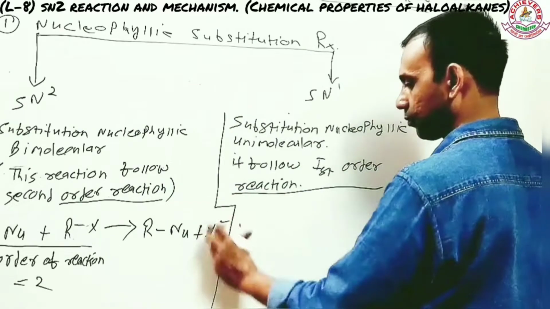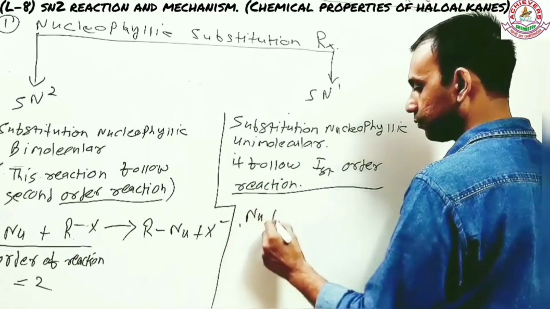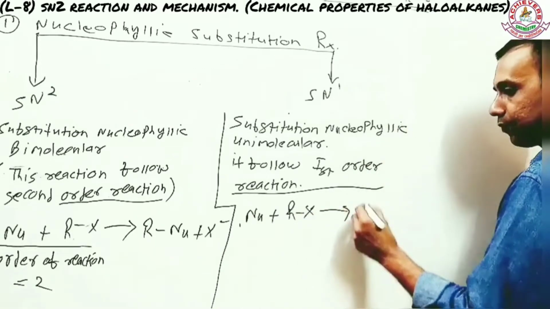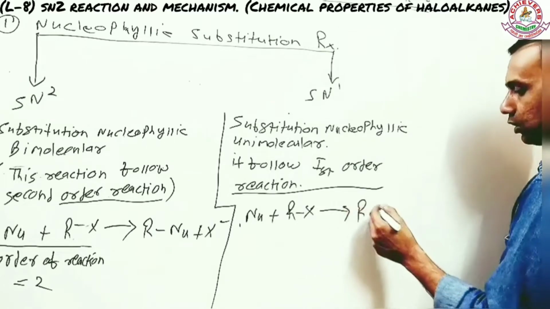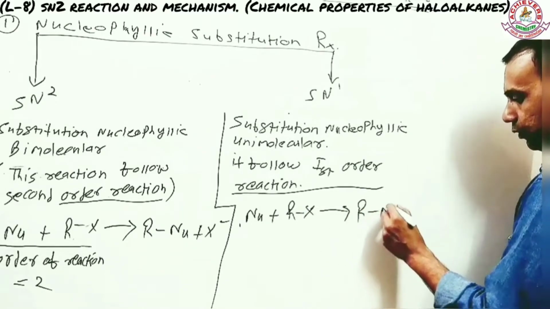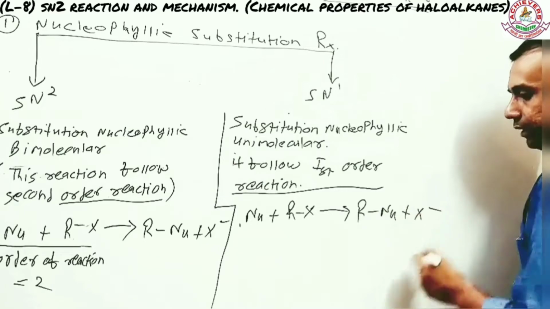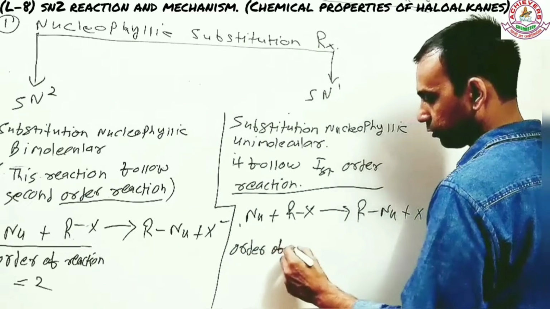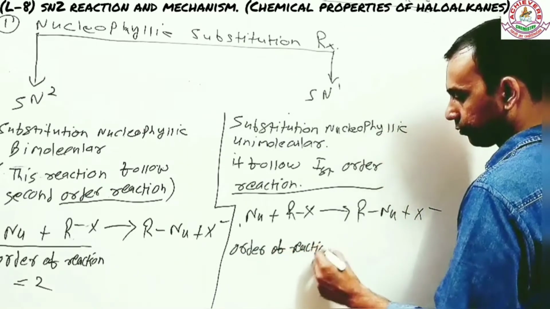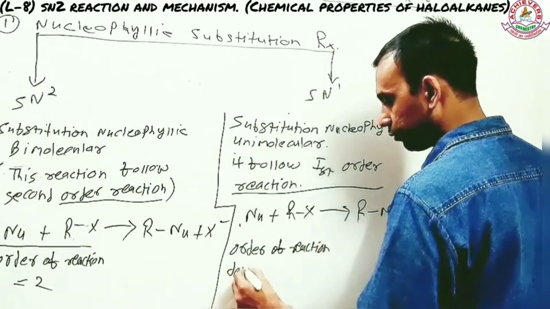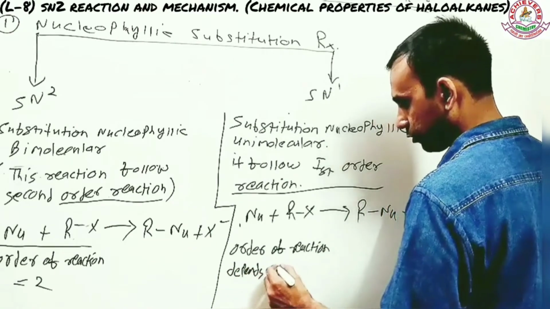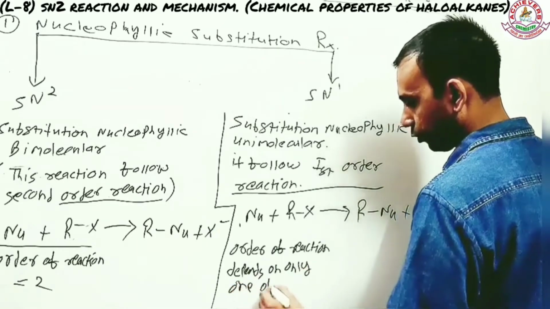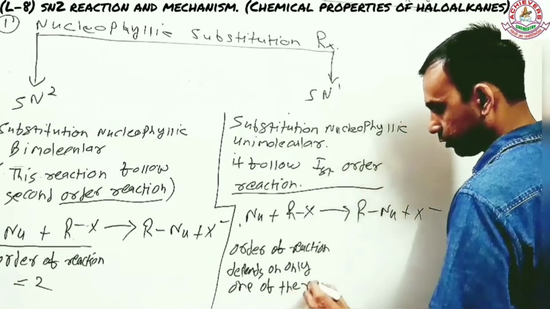Let's talk here. There, the nucleophile, when it reacts with haloalkane, again forms a similar product, but I'll tell you some other thing also, in the detail section. So it forms the product with the nucleophile and similarly the halogen is replaced. But in this case, the order of reaction depends on only one of the reactants.